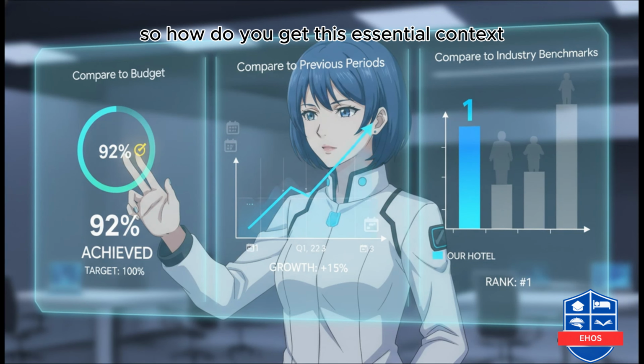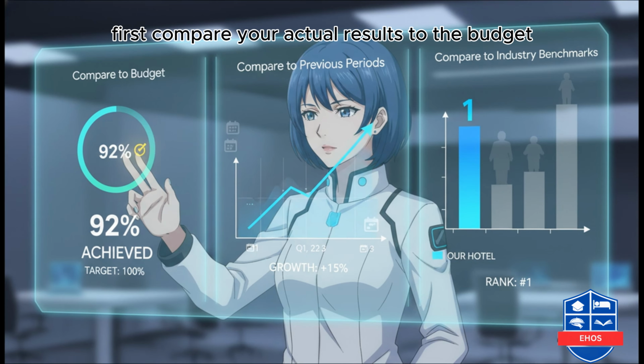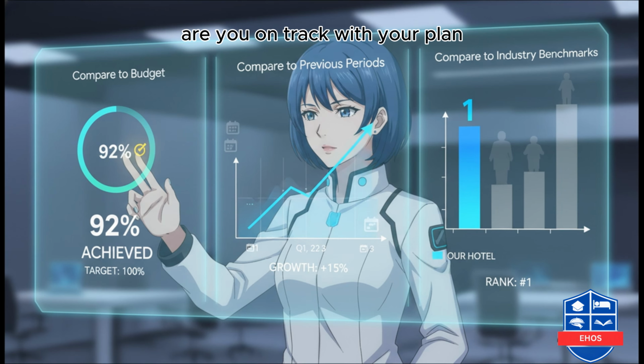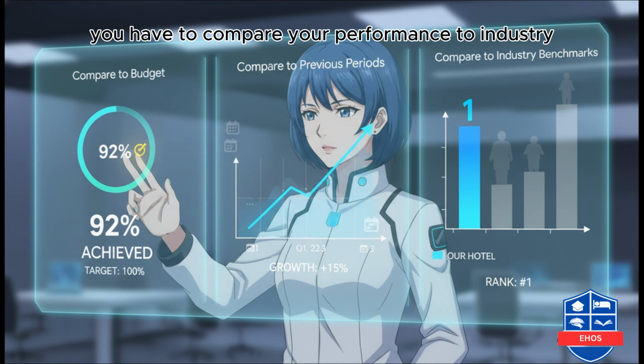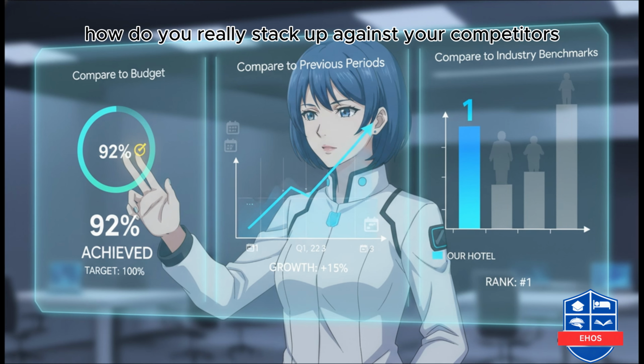So how do you get this essential context? Well, there are 3 key tools you're always going to use. First, compare your actual results to the budget. Are you on track with your plan? Second, compare to previous periods. How are you doing versus last month or this same time last year? This is what reveals the trends. And third, you have to compare your performance to industry benchmarks. How do you really stack up against your competitors?